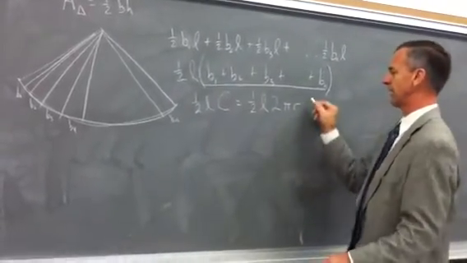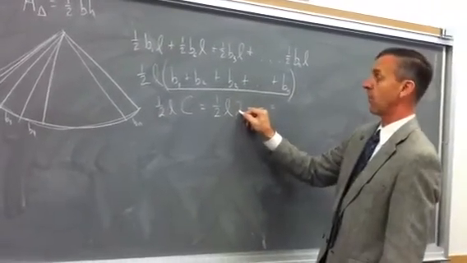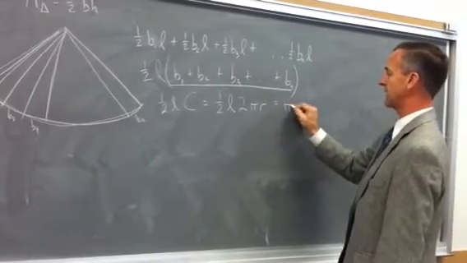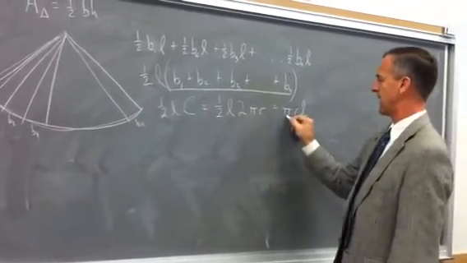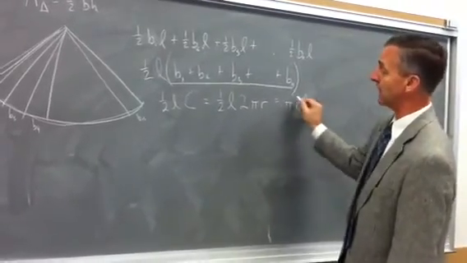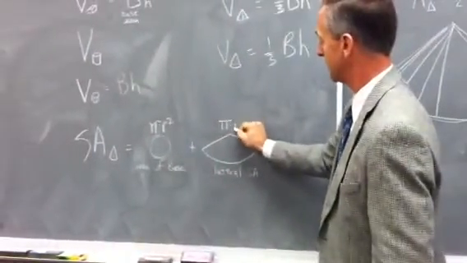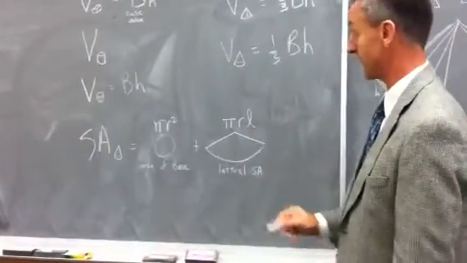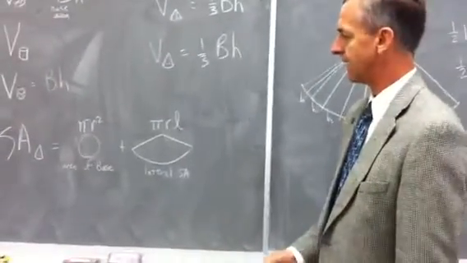Now I'm going to do a little bit of simplifying. 1/2 times 2 is 1. 1 times anything is itself, and I end up with pi r L. Pi r L, pi times radius times slant height is the formula for the lateral surface area. So over here we'll put pi times the radius of the base of the cone times the slant height of the cone. And there is the surface area formula for a cone.